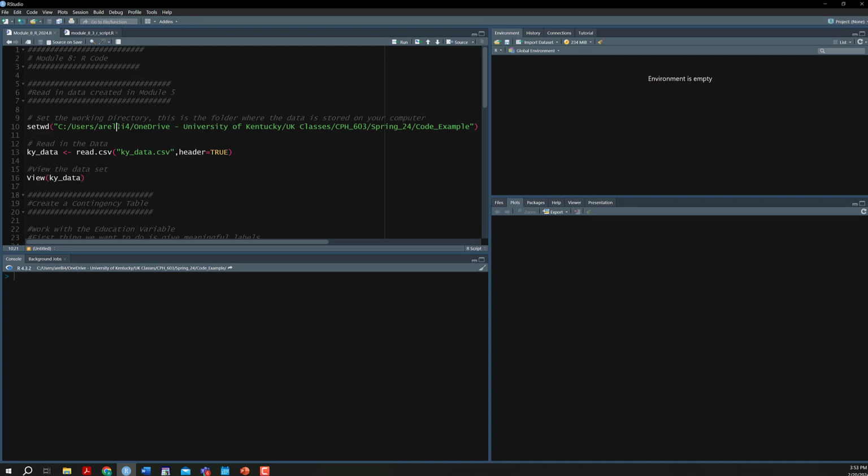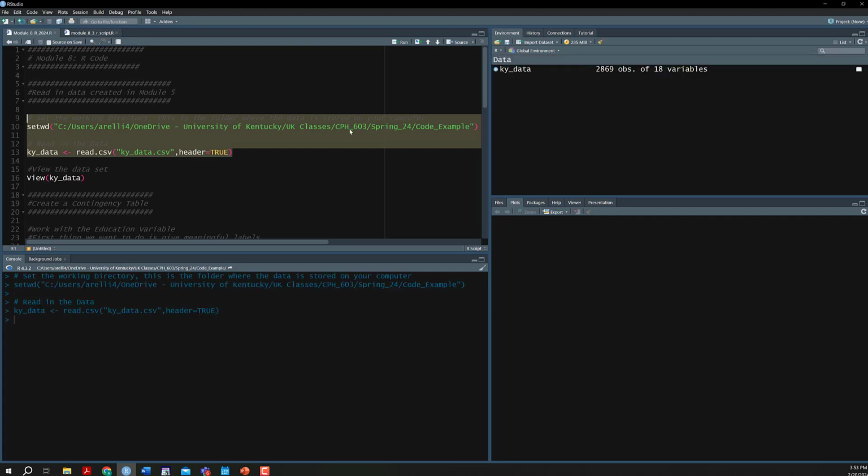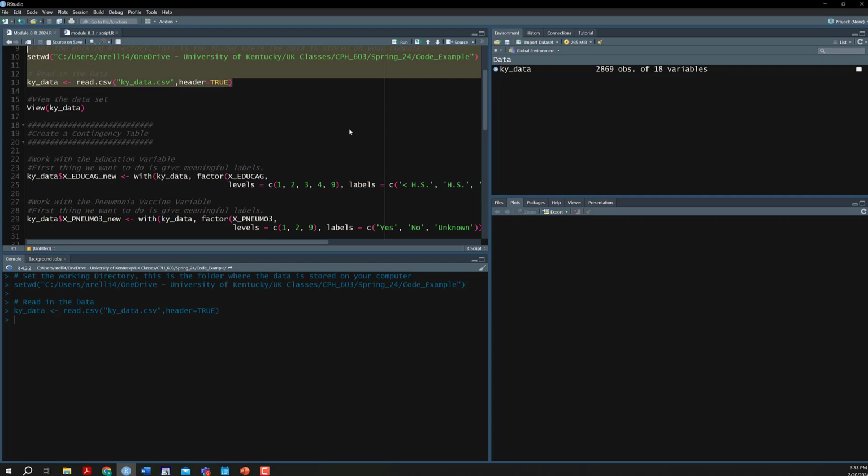So as always, I'm going to set my working directory and read in my data set. If you need a refresher on how to set the working directory or read in the data set, please see either the Module 6 video or the Module 7 video. So the first thing I'm going to do is create a contingency table, and I'm going to work with the education variable and the pneumonia vaccine variable. For the tables that you create, you're going to be comparing a demographic variable to one of your topic variables. So the very first thing I'm going to do is, for each of my variables, give it meaningful labels. We've actually seen how to do this previously in Module 5.